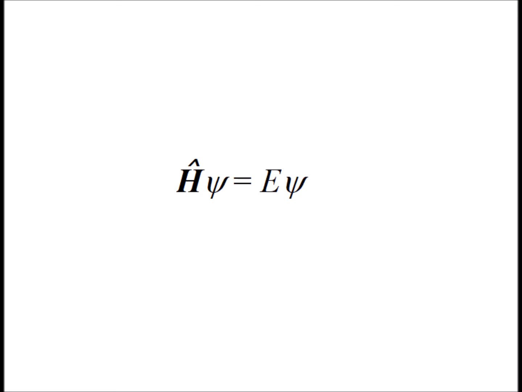Hello. In this video, we are going to derive expressions for the energy and wave function corrections to a system that undergoes a perturbation. To do this, we are going to use the Schrödinger equation as shown on the screen, where H hat is the Hamiltonian and E is the energy. The energy is an eigenvalue of the eigenfunction psi.